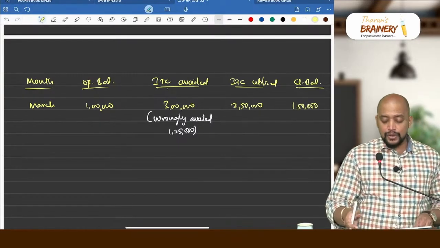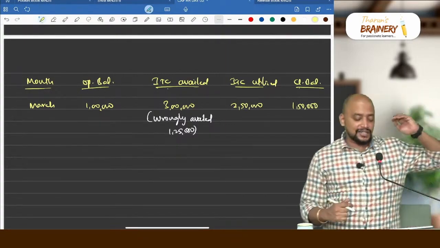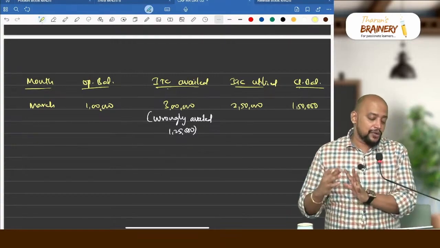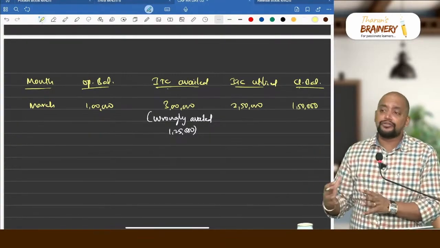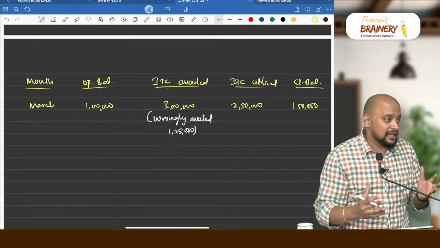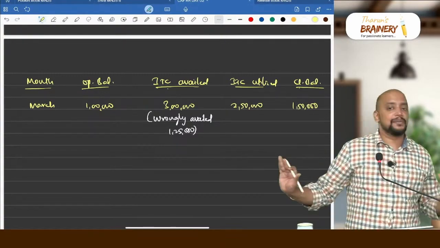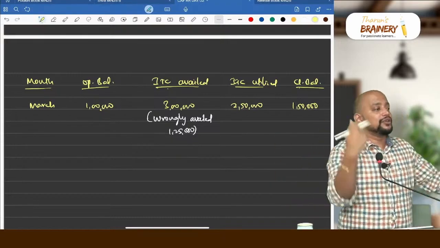Whether the wrongly availed ITC has been utilized? No, because what is the wrongly availed ITC? 1,25,000. What is the balance in ITC? 1,50,000. It means I have not at all utilized it, I maintain the balance in ITC. See, LIFO, FIFO, weighted average and all we cannot apply here, because all these are amounts. For that reason they are telling just check the balance. If the balance in ITC is sufficient, which means we have not utilized it, got it?